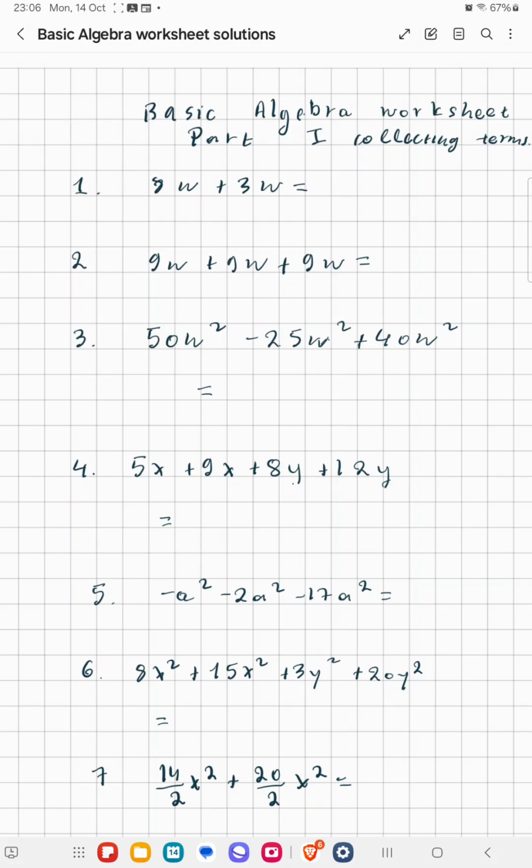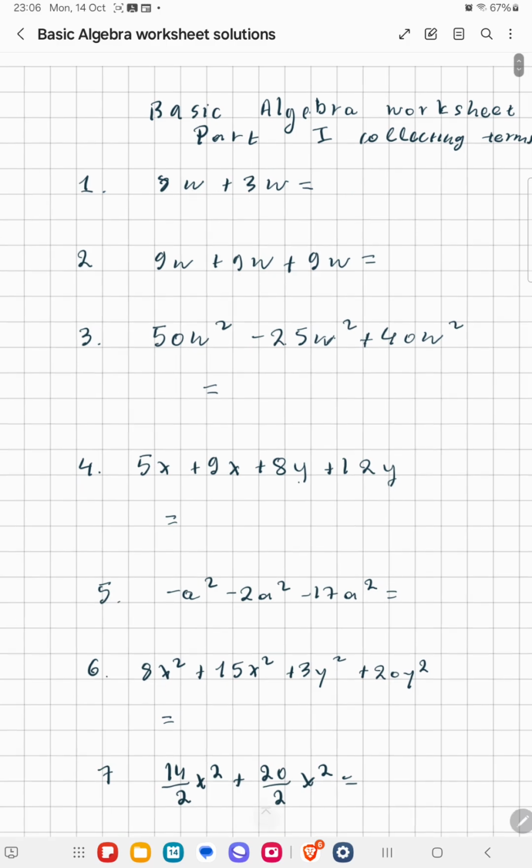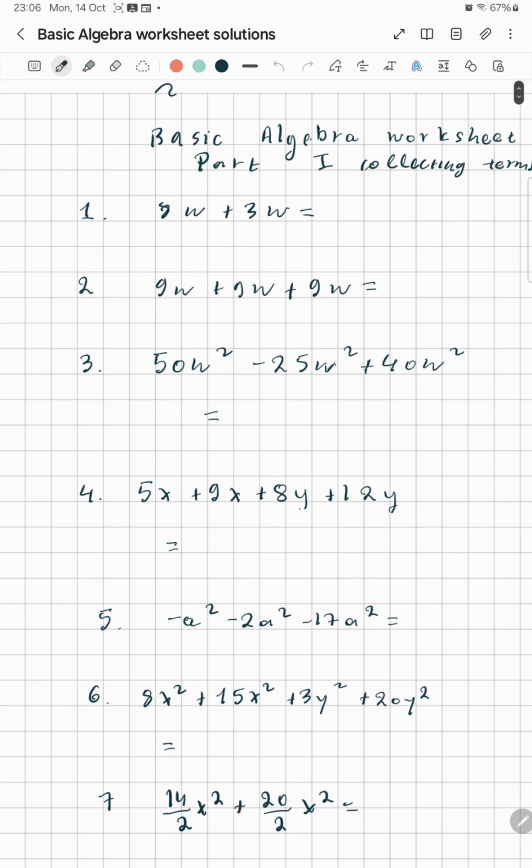In this recording we focus on doing the basic algebra. The first part is how to collect terms. We see that we have 8w plus 3w gives me 11w. Then you have 9w plus 9w plus 9w. So this is 27w.